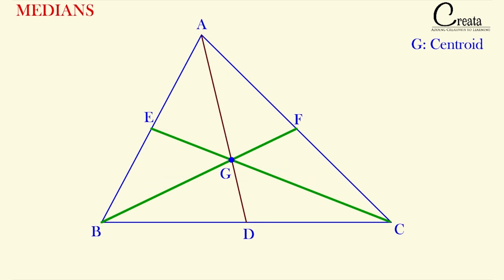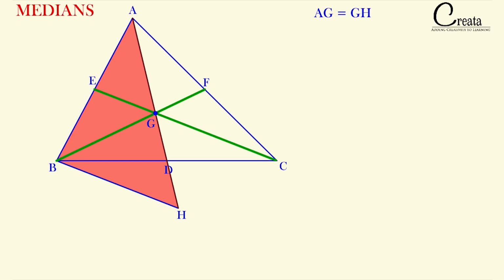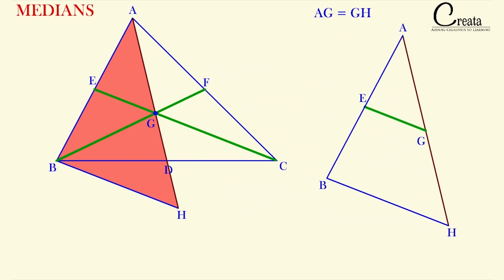We know medians join the vertex with the midpoint of the opposite side. If we are somehow able to prove D is the midpoint of BC, then we can say AD is the median. So the approach that we will use is, we will prove D is the midpoint of BC, that is BD is equal to DC. Let's extend AD to H such that AG is equal to GH. Both of these lengths are equal. Let's join BH. Are you able to observe ABH as a triangle? Three sides are there. Let's take out this triangle. Here we know AG is equal to GH. We have extended the line AD to point H such that AG is equal to GH.